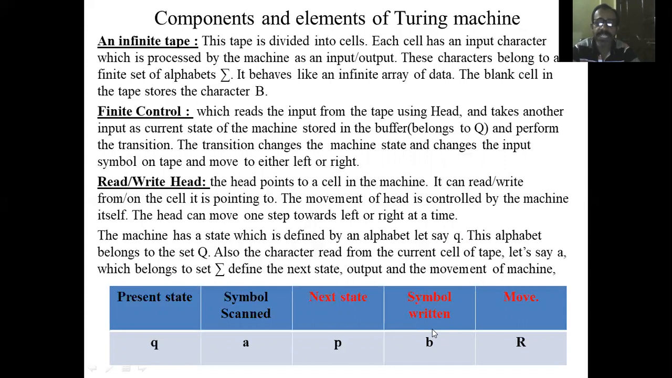The finite control internally contains a buffer, which is used for holding the current state. The current state and input are received by the transition function, which means the finite control internally performing the operation, and it produces three outputs. The state may be changed to another state, the input on the tape may be replaced with another symbol, and the header may move either left or right based on the behavior of the input and output. Is it clear?